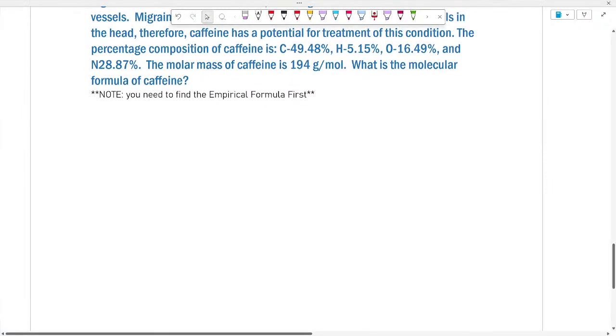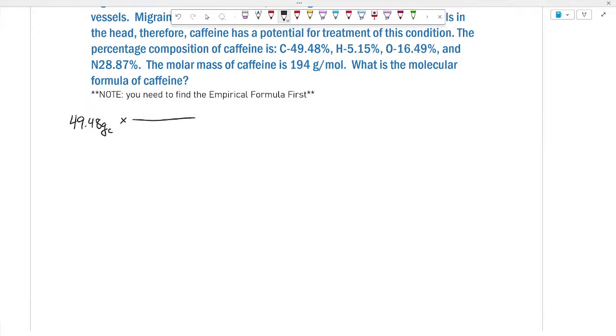This one's annoying because it has 4 elements present in it, right? We've got carbon. So let's start with the carbon. We've got 49.48 grams of carbon. And when we multiply that by 1 mole of carbon being 12.011 grams of carbon, we will get how many moles? 4.1. Give me one more decimal. Great. 4.12 moles of carbon. Which, by the way, that second decimal is overkill for what we're doing, but I like to keep it.